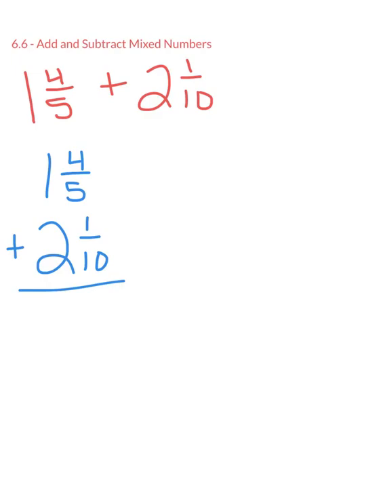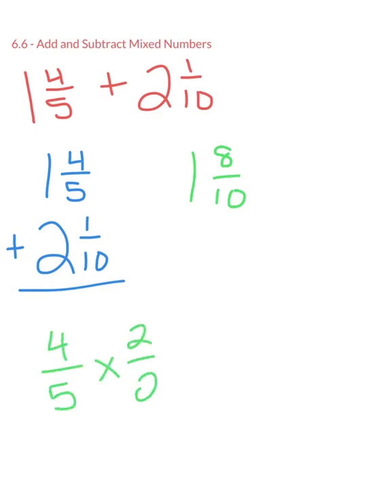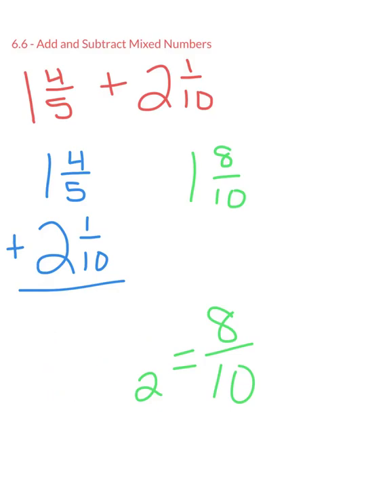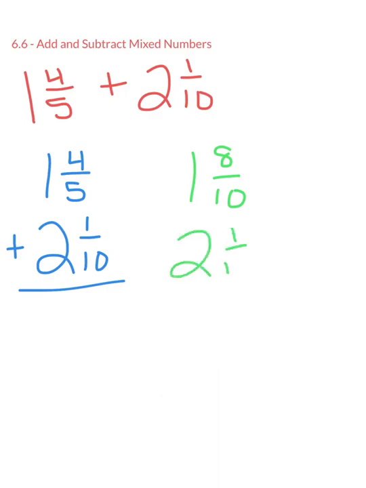So 1 and 4/5 is equal to 1 and 8/10, right? 4/5 times 2/2 is equal to 8/10. So we can say 4/5 and 8/10 are equivalent fractions. So we're going to rewrite 1 and 4/5 as 1 and 8/10. And 2 and 1/10 already has tenths as the denominator.